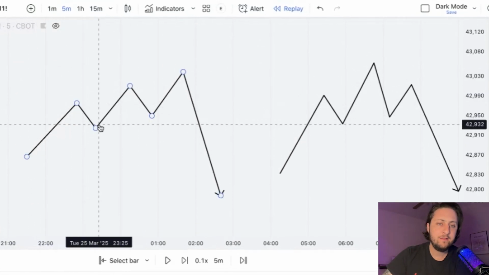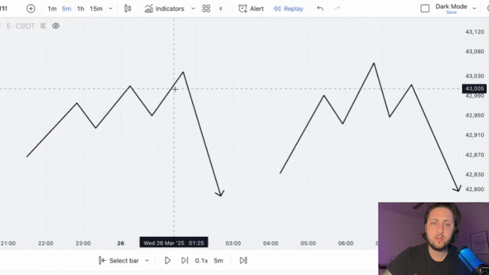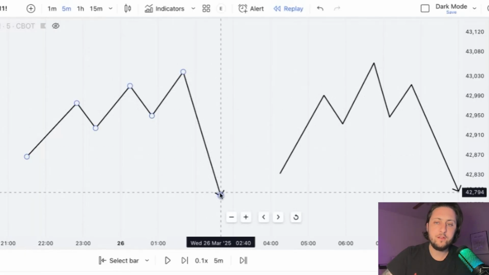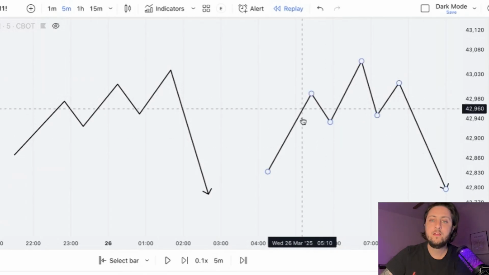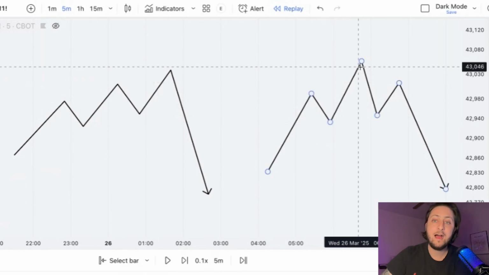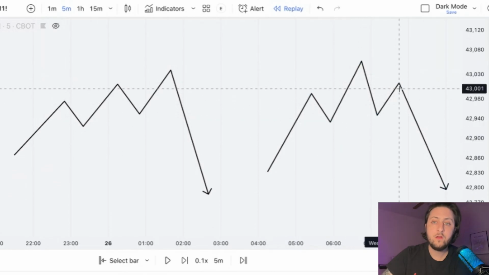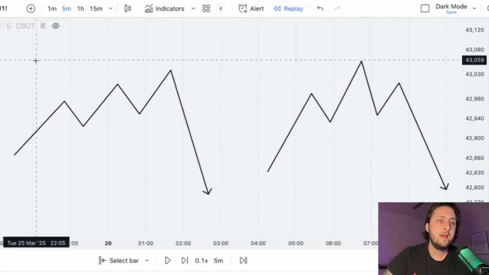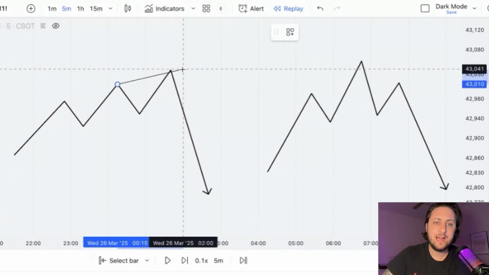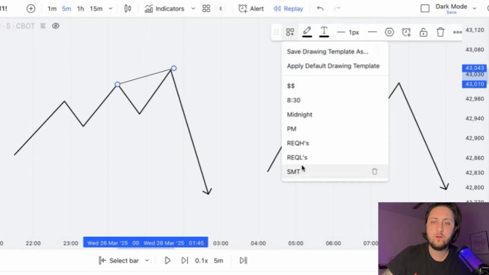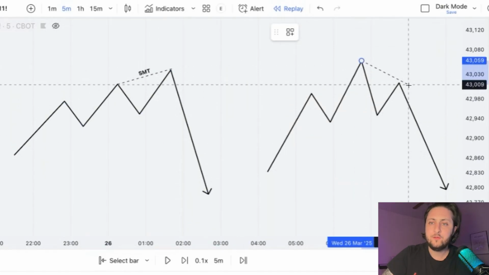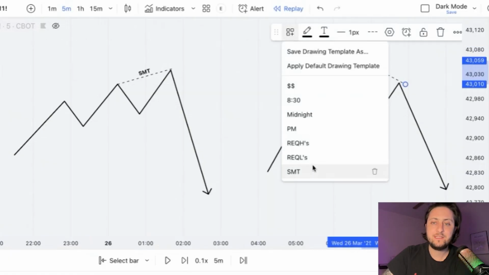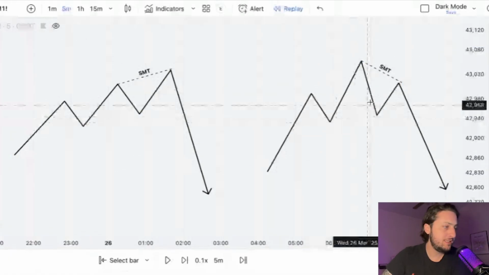So let's just say this is ES right here. ES makes a higher high, higher low, higher high, higher low, higher high, and then we fall down, right? And we make a lower low. Now, NQ makes a higher high, higher low, higher high, higher low, lower high, lower low. So the divergence in the price action would be right here. Where ES makes this higher high and then it falls down, NQ makes a lower high at the same time. That is the divergence in price.